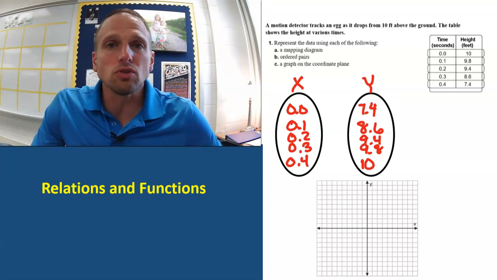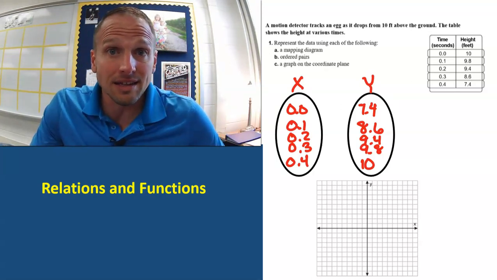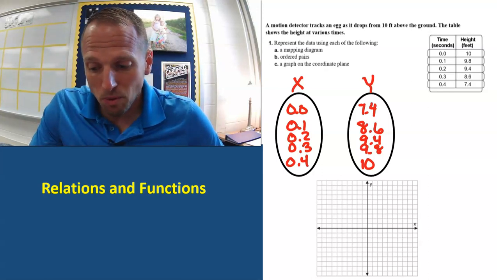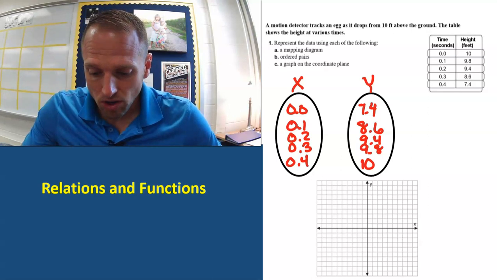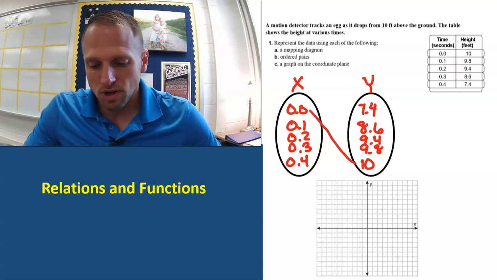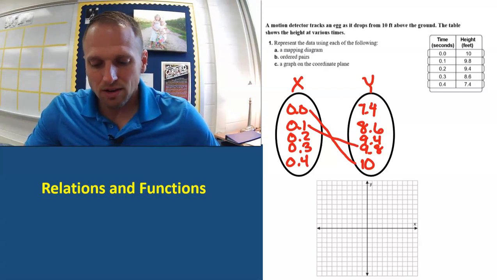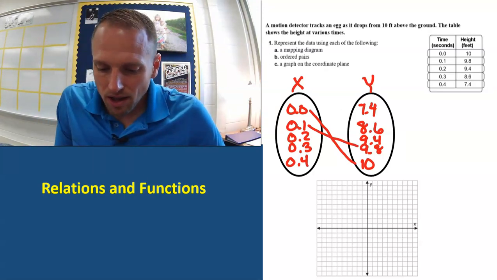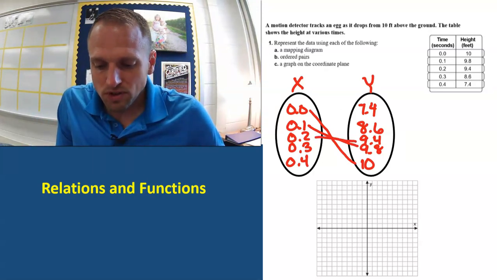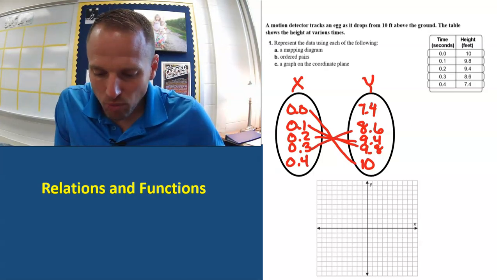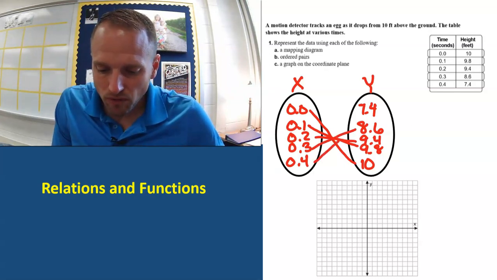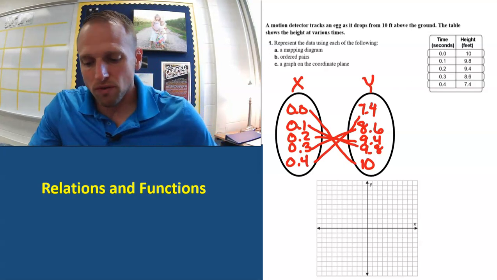Now all we have to do is draw a line connecting the data that goes together. So for example, the data is at 0 seconds, it was 10 feet tall. So I'm just going to connect those two, or 10 feet high. The second one, at 0.1 seconds, it was 9.8. So we'll just draw a line there saying that those two go together. At 0.2 was 9.4. 0.3 was 8.6. And 0.4 was just 7.4.